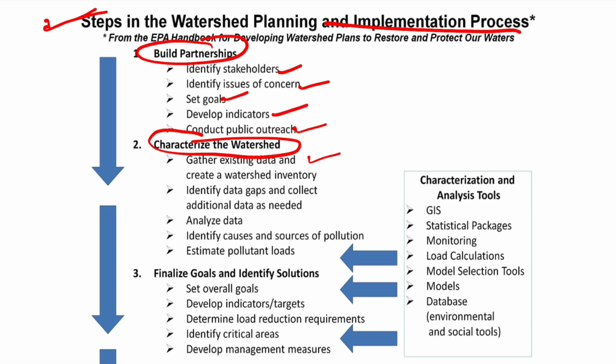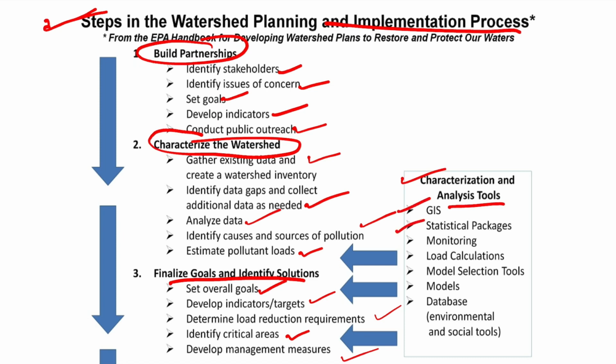a watershed inventory, identify data gaps and collect additional data as needed, analyze those data, identify causes and sources of pollution, estimate pollution load, finalize goals and identify solutions, set overall goals, develop indicators, target, determine load reduction requirement, identify critical areas, develop management measures. Then in characterization and analysis tools, we can use GIS, statistical packages, monitoring, load calculator, model selection tool, models, database.